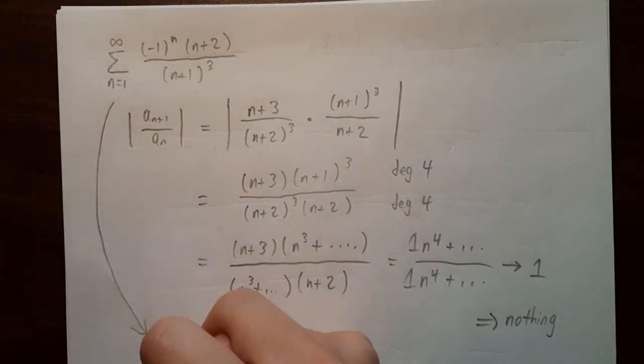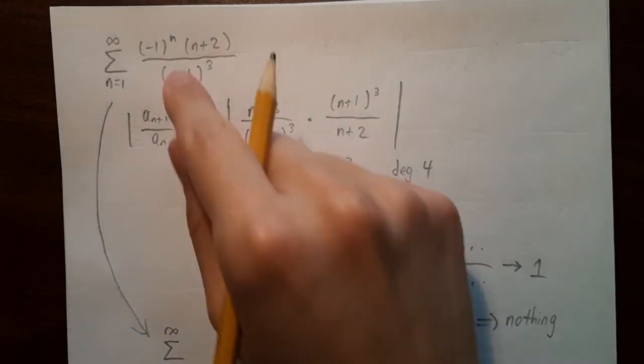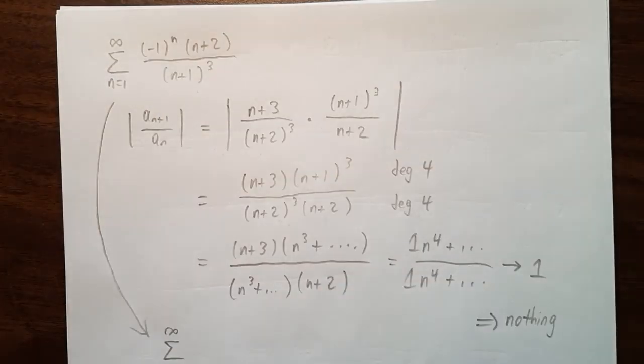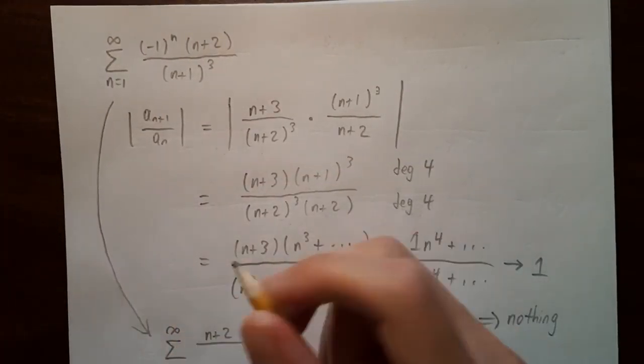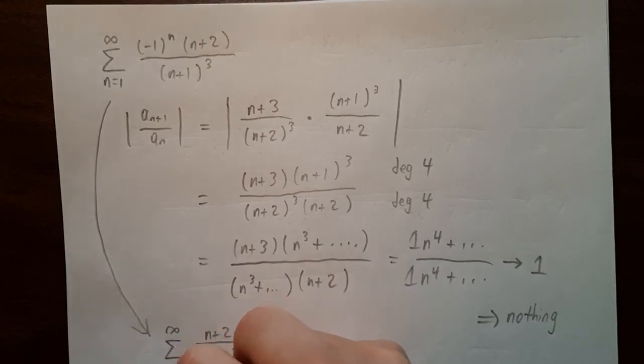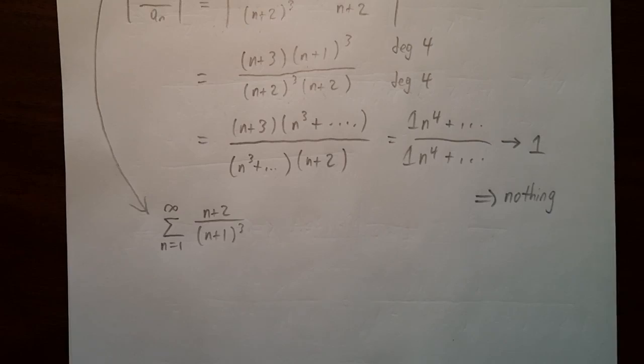So in that case, I would consider the positive term version of the series, which in this case I think just amounts to getting rid of the negative 1 to the n. So I'd have the sum of n plus 2 divided by n plus 1 quantity cubed. And I'm asking the question then, does this series converge or diverge?